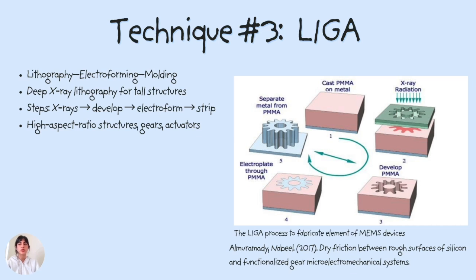It begins with deep X-ray lithography, which carves out thick PMMA resist, a thick plastic layer that X-rays can shape, and generates tall, perfectly vertical features, something optical lithography cannot do. Next, the tall cavities are filled with metal, often nickel, using electroforming, a process where metal is deposited into the patterned holes to form the final microstructure. Finally, the resist is stripped away, leaving a high aspect ratio microstructure with extremely smooth sidewalls.